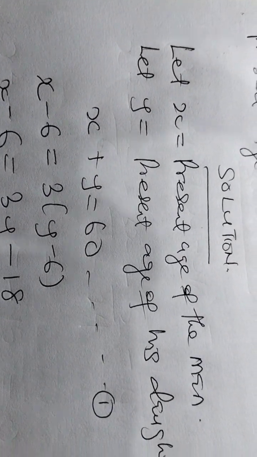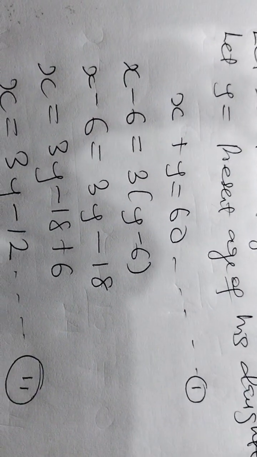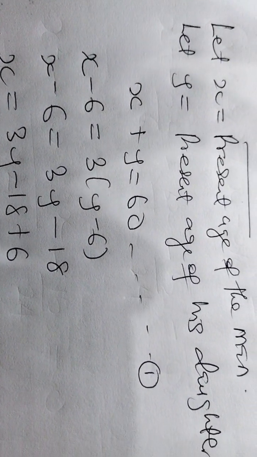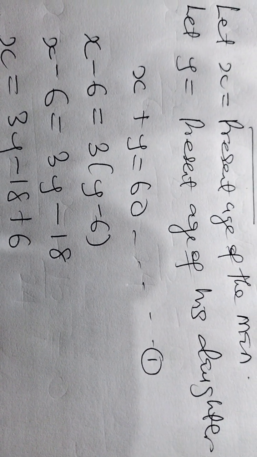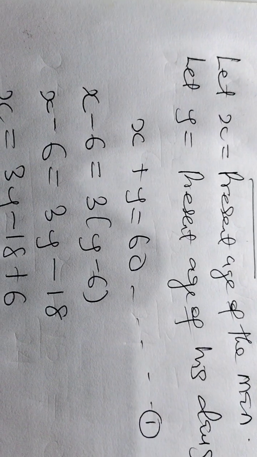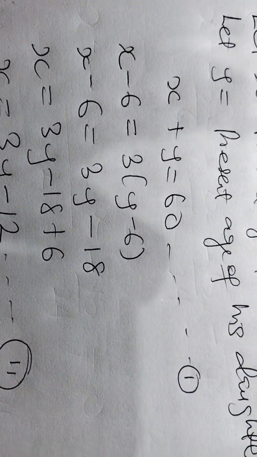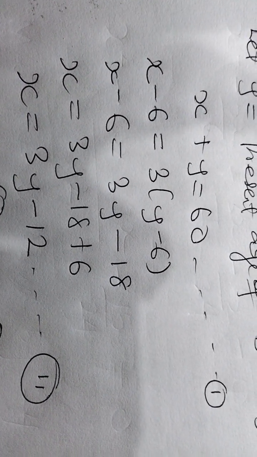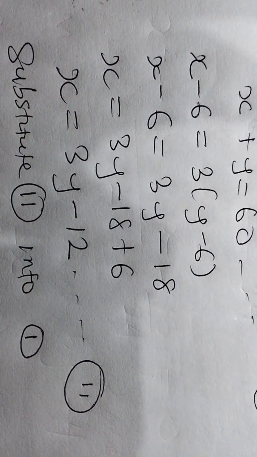That means that S plus Y, the sum of the ages, will be equal to 60. That is equation 1. Then S minus 6 represents the age of the man 6 years ago, equal to 3 into Y minus 6. So from the equation, the age of the man 6 years ago is 3 times that of the daughter. Open the bracket, we have S minus 6 equal to 3Y minus 18. Then making S the subject, S becomes 3Y minus 18 plus 6. That gives us 3Y minus 12.